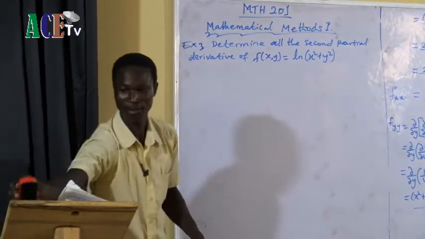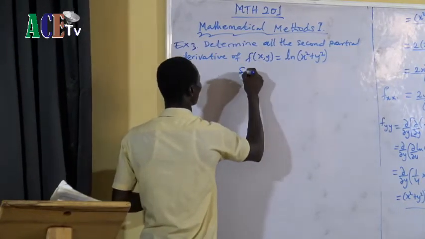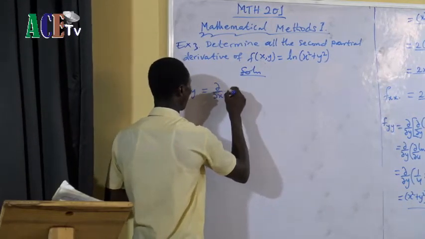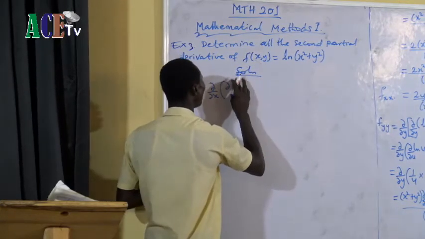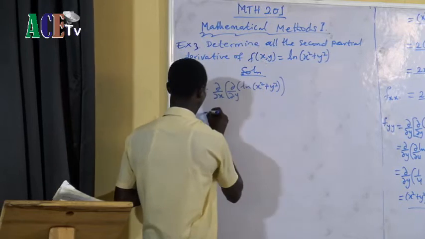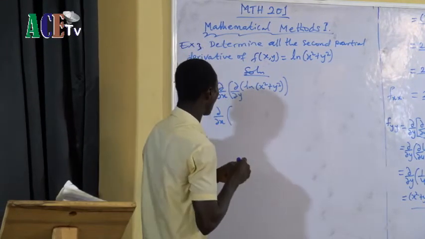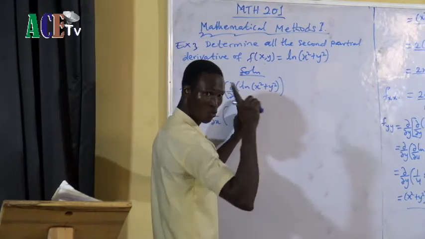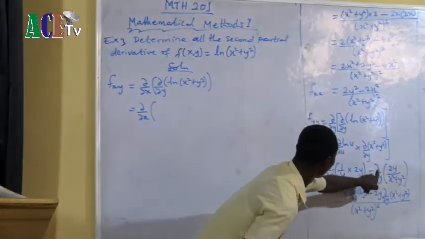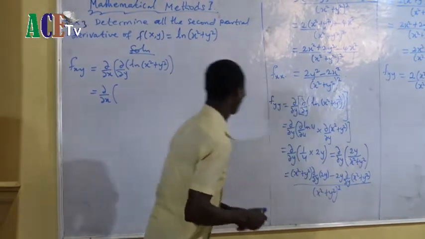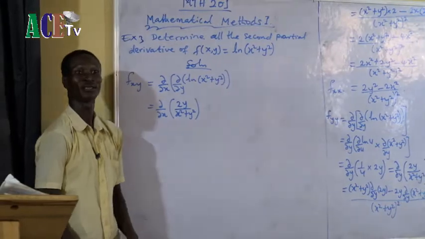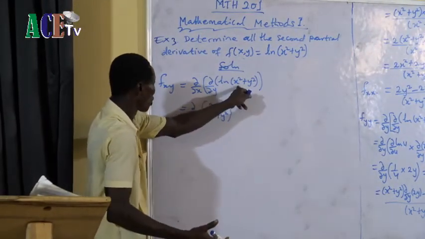So, let me go for f of xy. Now, I'll state the solution. F of xy, look at the way I will do my own. That is the derivative with respect to x of the derivative with respect to y of ln of x squared plus y squared. I know the derivative of this function with respect to y once. I know it already, and that derivative can be found here. This is the answer before I differentiate twice. Then it means I want to differentiate 2y upon x squared plus y squared with respect to x now. I don't need to go for y again. I know the solution already. I will put it there.